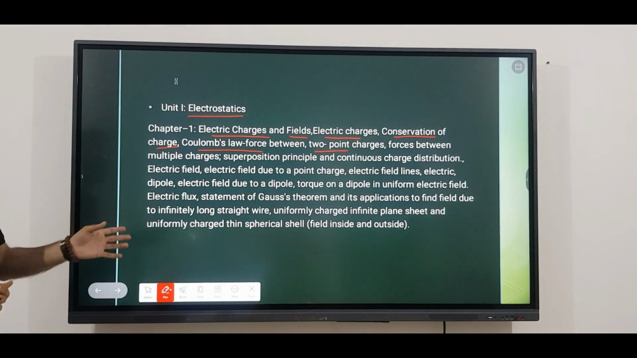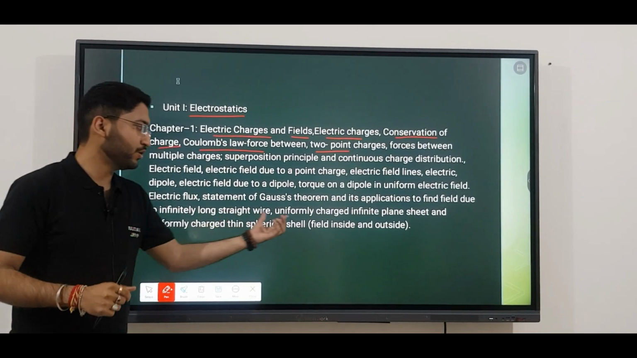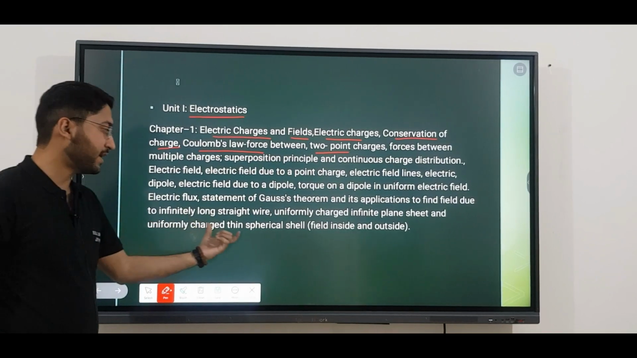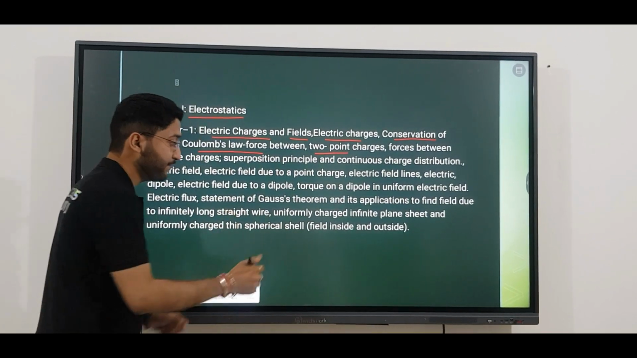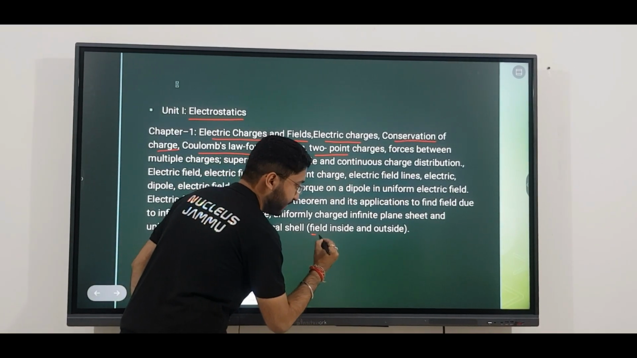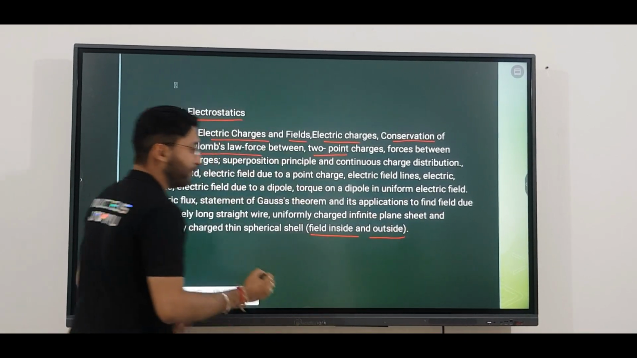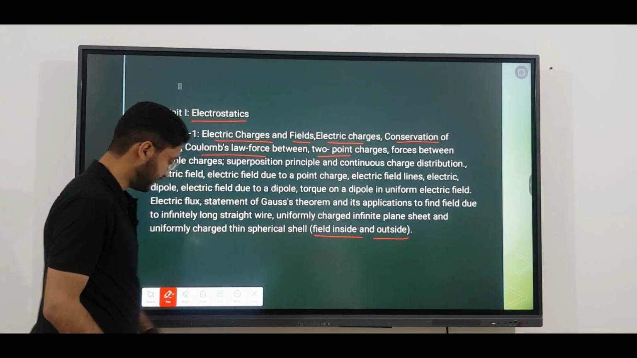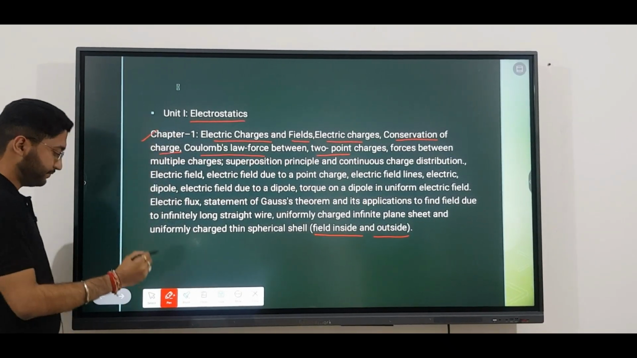application to find the field due to an infinitely long wire, uniformly charged infinite sheet, and uniformly charged spherical shell. Specifically, you have to study field inside and outside for a uniformly charged thin spherical shell from chapter 1.